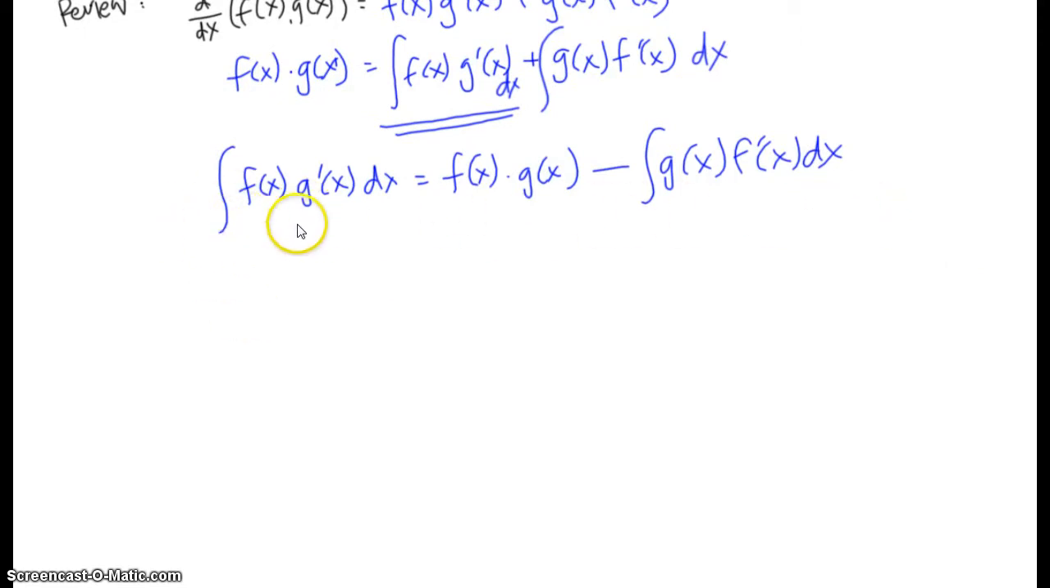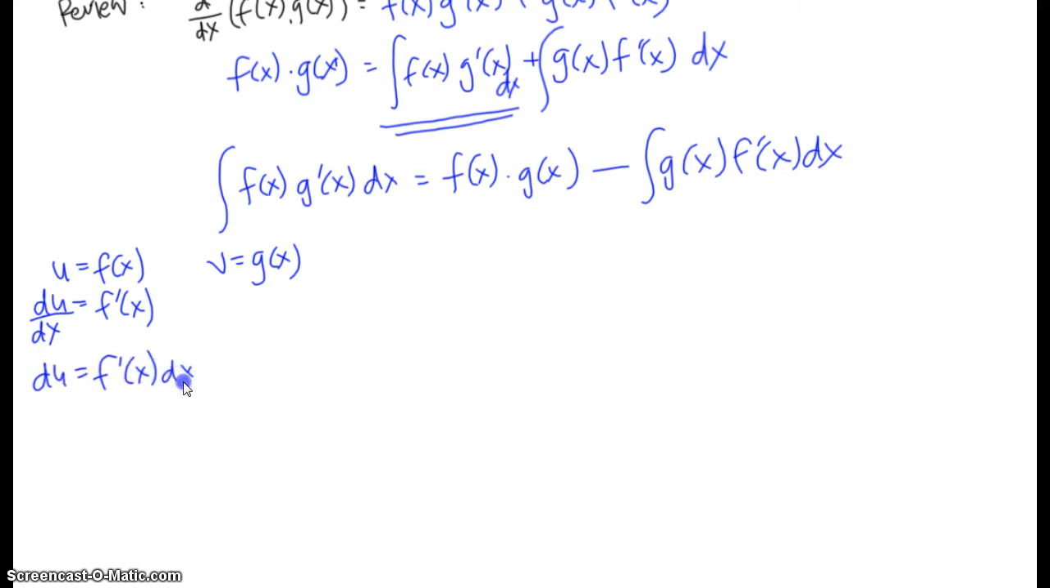Okay, this is really long and complicated to memorize, so here's what I'm going to do. I'm going to rewrite this and shorten it with some substitutions. I'm going to make u equal to f of x, and I'm going to make v equal to g of x. So the derivative of u with respect to x is going to be f prime of x. I'm going to multiply both sides by dx, so du is going to equal f prime of x dx. dv is going to equal g prime of x dx, right?